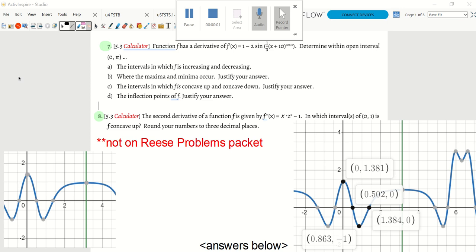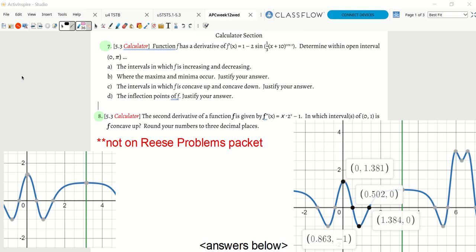All right, folks, so here's a review on two problems that are not on the Reese problems packet, that are very similar in concept to what might be on tomorrow's part 2 tests. Here we have a function, and obviously you would need a calculator on this. The point of this problem is to be able to use the functions on the calculator, which you should know by now, especially from last year's classes, but it's okay, we'll review it right now.